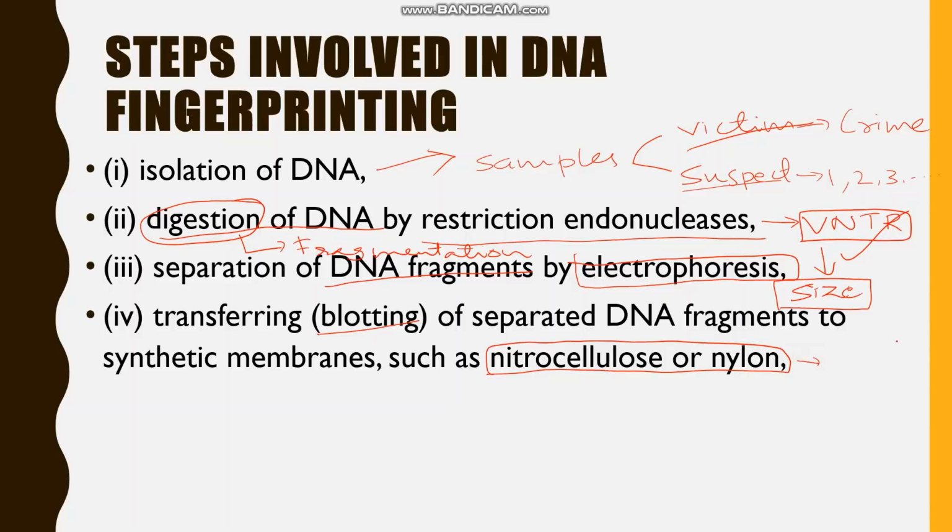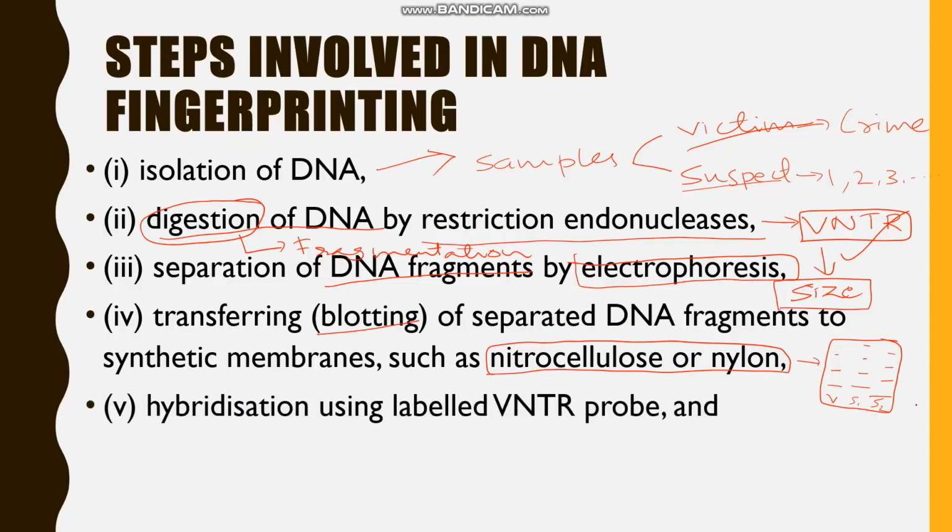Now, this nitrocellulose sheet will have the single-stranded DNA fragments. So these are the separated single-stranded DNA fragments of a victim sample as well as suspect samples. If you consider this as a victim sample, this is suspect 1, this is suspect 2, like this. All the single-stranded VNTR fragments are found in the nitrocellulose sheet. So this is the fourth step given in our textbook.